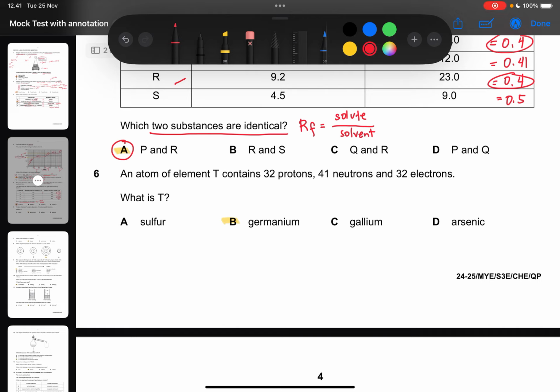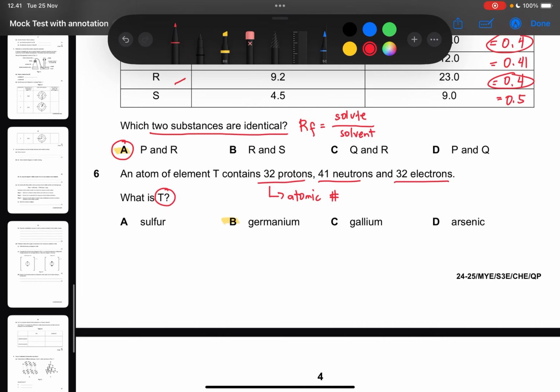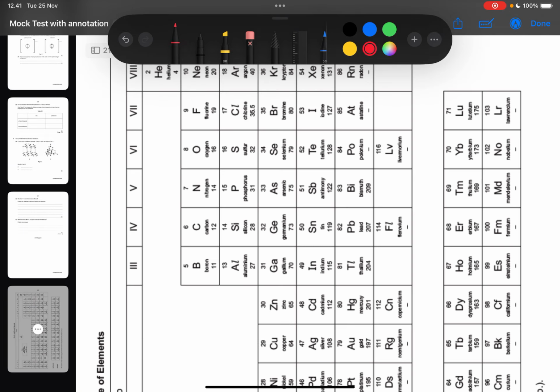Question number 6. An atom of element T contains 32 protons, 41 neutrons, and 32 electrons. What is T? We can find the element T by checking its proton number, because the proton number is also the same as its atomic number. So we can use our periodic table that is at the end, and we can tell which element has atomic number 32.